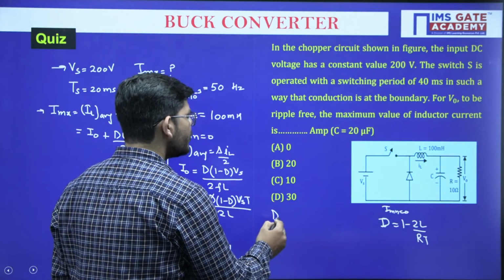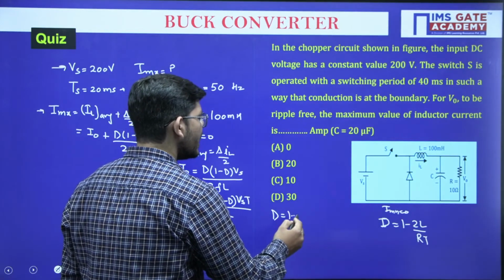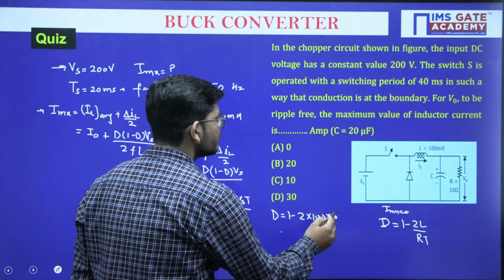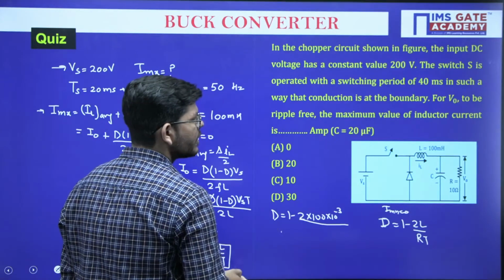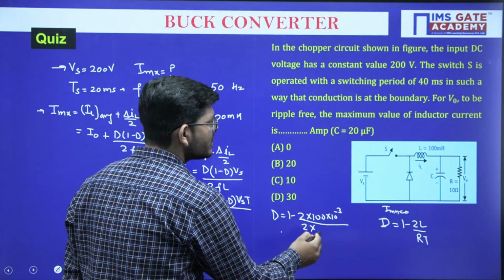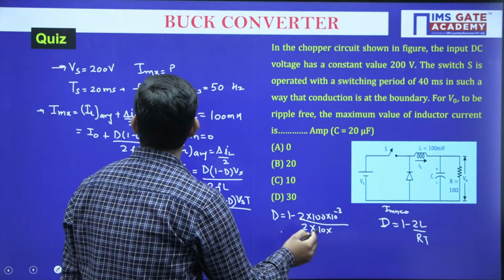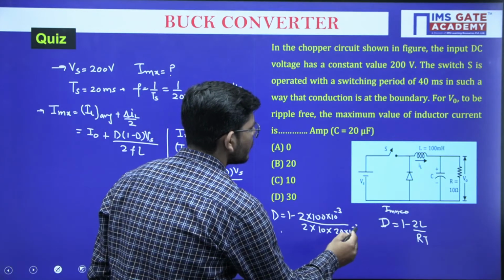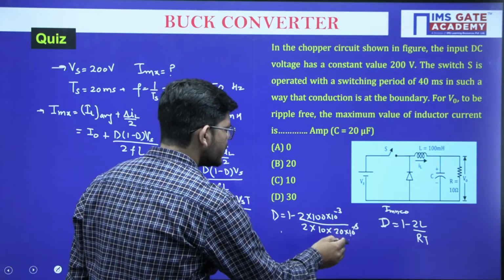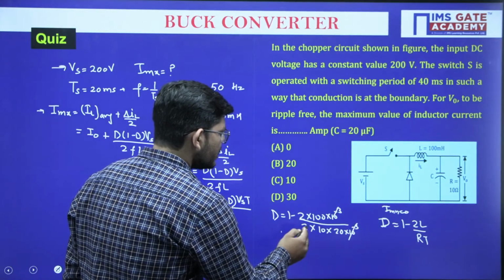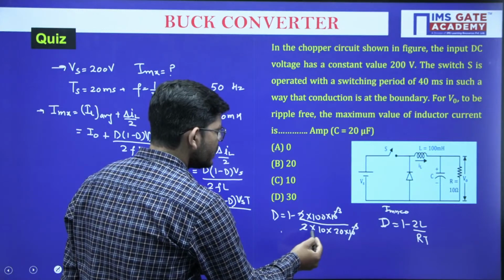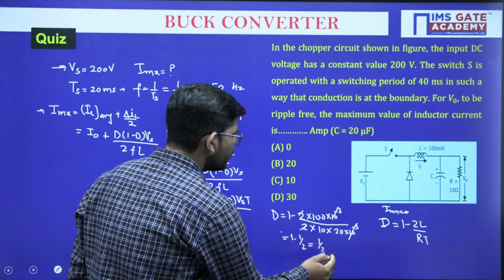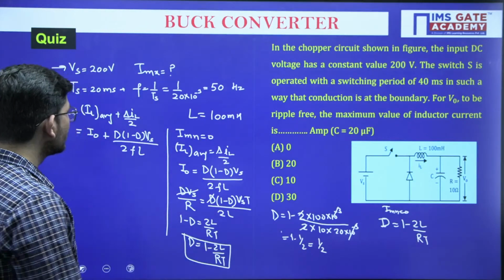So what will be the duty cycle right now? 1 minus 2L. L is how much? 100 millihenry, divided by 2 into R. R is 10 ohm, into T. T is given, T is 20 milliseconds. Okay, so now solve this equation. This gets cancelled, this gets cancelled, and we have 1 minus 1 by 2, that is we will be having 1 by 2. So the D value that we will be having is 0.5 here.